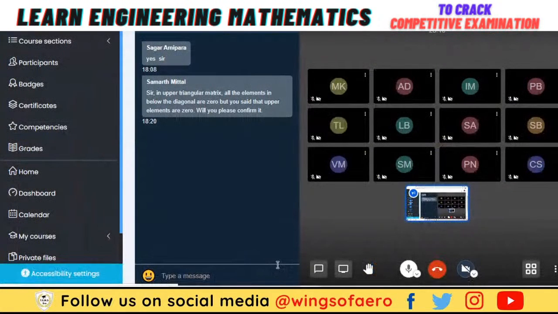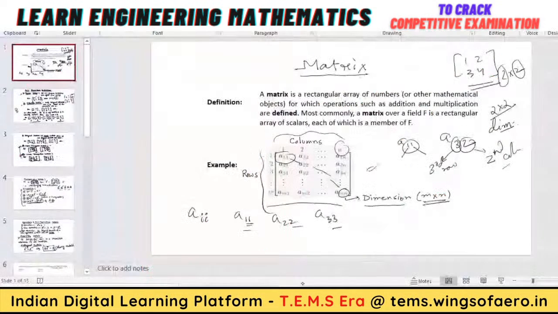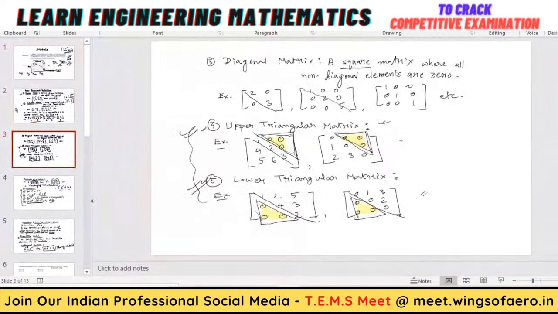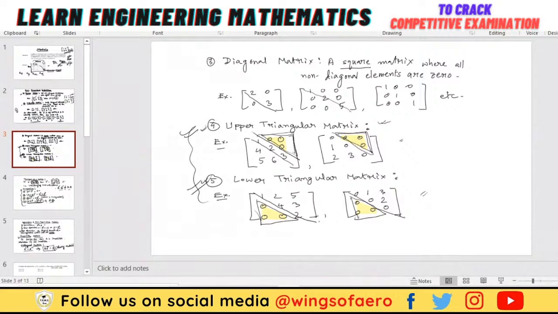In upper triangular, all the elements below... but he said that upper elements are 0. Will you please confirm it? Okay. Look at this. Where is the upper triangular? Yes, this is. Look at this. Upper triangular means... wait. Use the eraser.